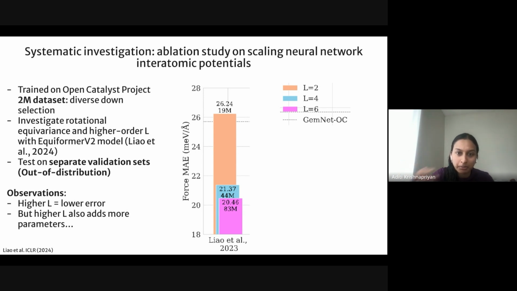But then when you look at the parameter counts, the L equals 2 model has 19 million parameters, and the L equals 6 model has 83 million parameters. So higher L is actually adding a lot more parameters. And so the parameter difference between these two is quite large.